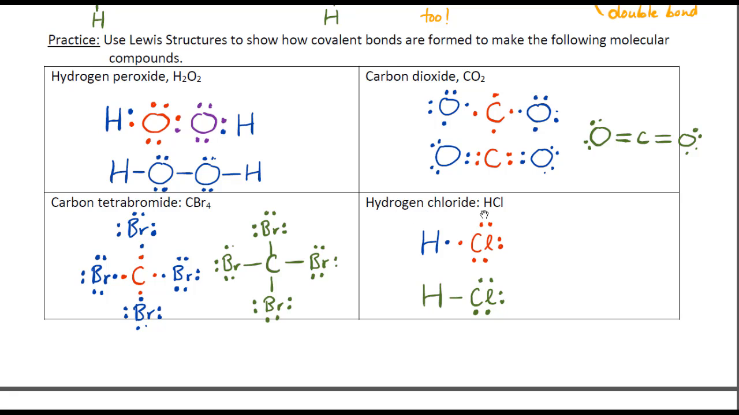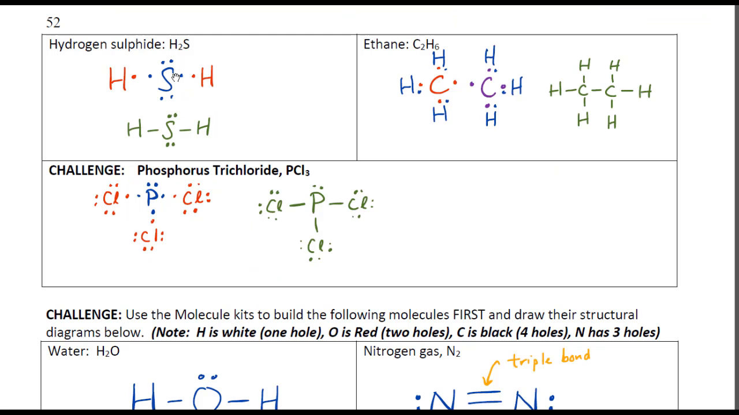Here we have hydrogen chloride, 1 to 1. So we have 1 of these, simple 1 line. Don't forget to show the unshared pairs. Hydrogen sulfide. Again, this guy's got 6. These ones each have 1. So I've just lined up my electrons to make it easy. This is going to be the shared pair. This is going to be the shared pair. So line, line, don't forget the unshared pairs.